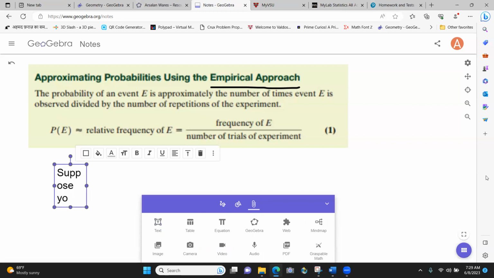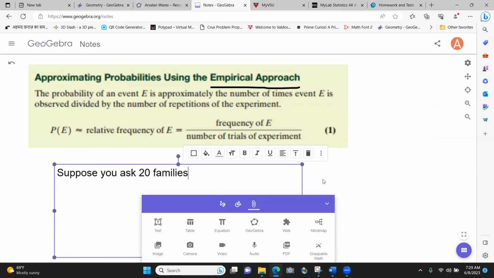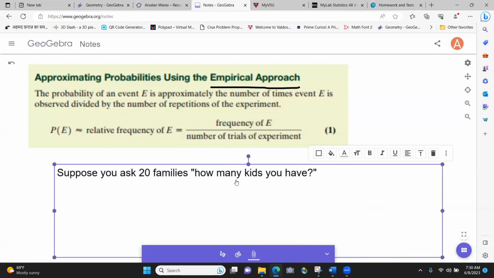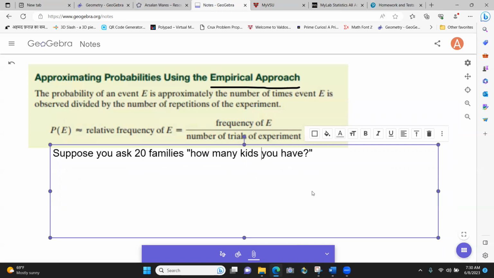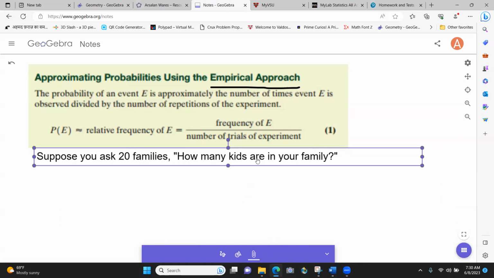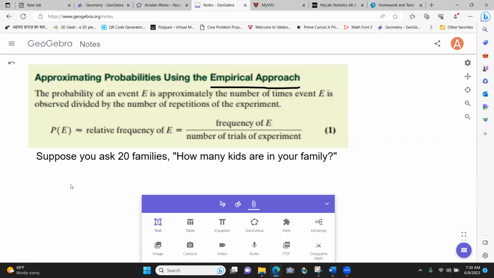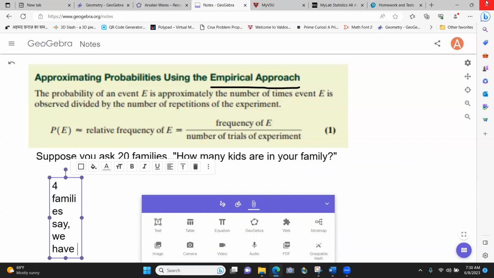Suppose you ask 20 families this question: how many kids are in your family? Really doesn't matter too much. All right. So let's say out of 20, 4 families say I have 3 kids. And that's what you're interested in, okay? Suppose 4 families say we have 3 kids.